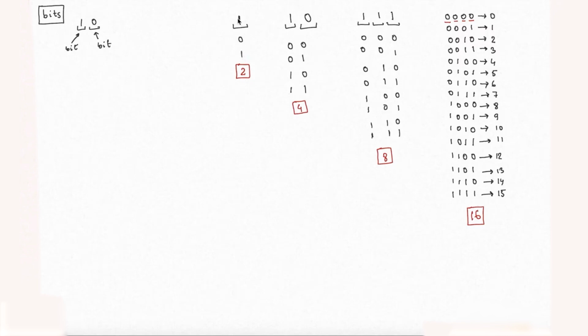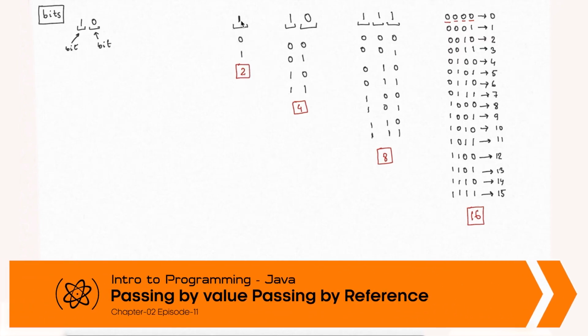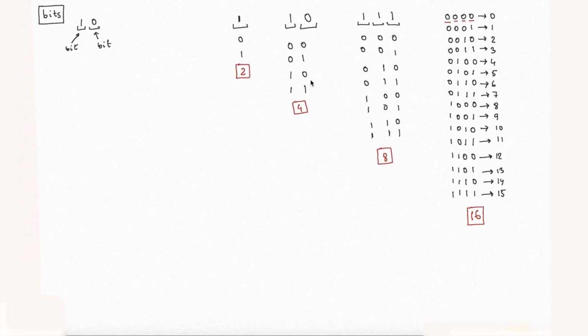Let's say you have just one bit to work with. How many different possibilities can this have? Either it can be a 0 or it can be a 1. So there are a total of 2 possibilities if you just have one bit to work with. Let's say you have 2 bits to work with. Then you will have 4 different possibilities because each one of them can be either a 0 or a 1.